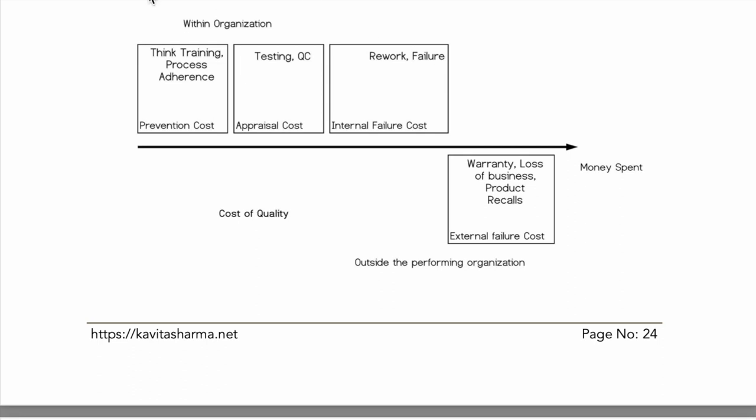This is the cost of quality slide. What is cost of quality? We have prevention cost, which is how we ensure that errors do not happen in the process. So we have trainings, checklists, and so on. Then we have appraisal cost. What is appraisal cost? Testing of the finished deliverable. If the finished deliverable has to be reworked, that is internal failure cost. It is still okay because you have caught the error within the organization.